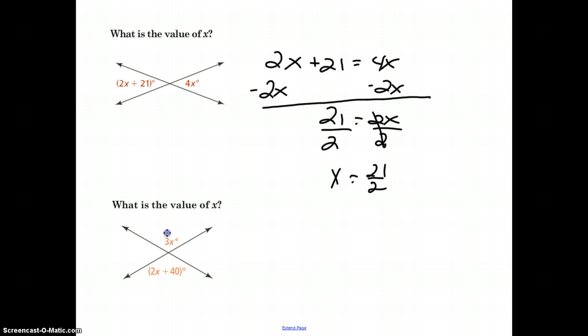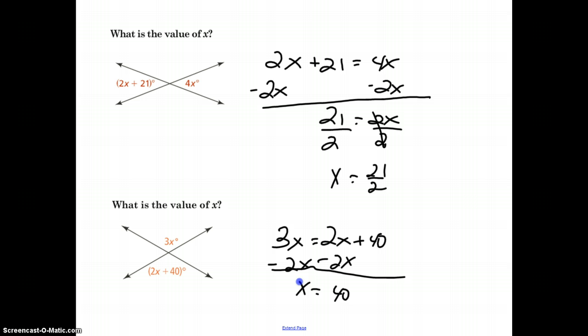So same thing here. We have some vertical angles, which means that they're going to be congruent. So that means that 3x equals 2x plus 40. So to solve this, I'm going to subtract 2x from both sides. And that leaves us with x equals 40. So that's how you can solve problems using vertical angles.